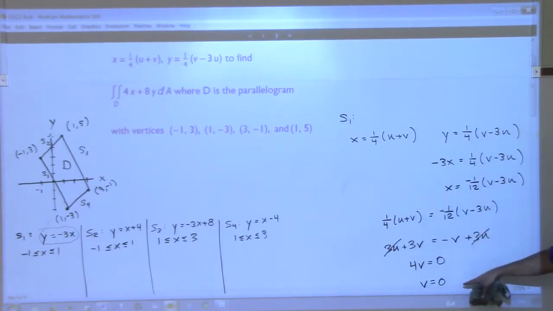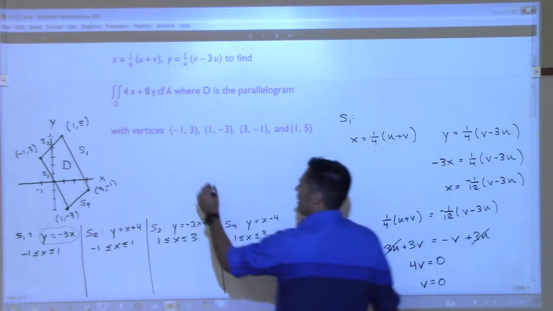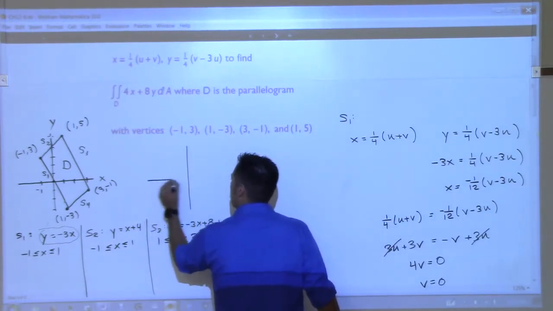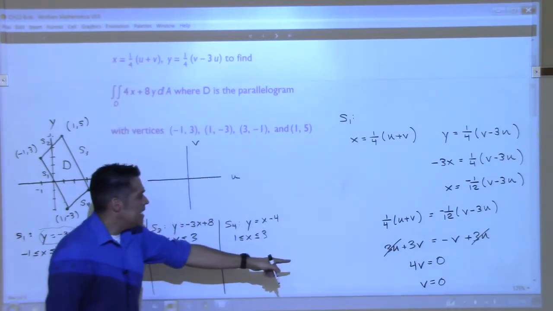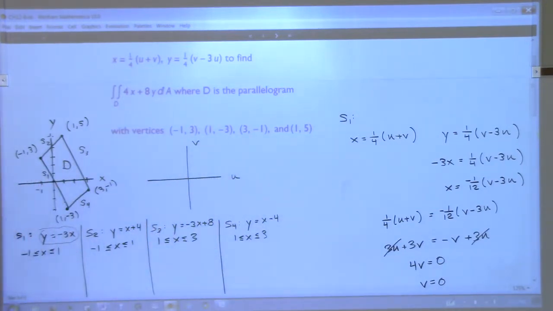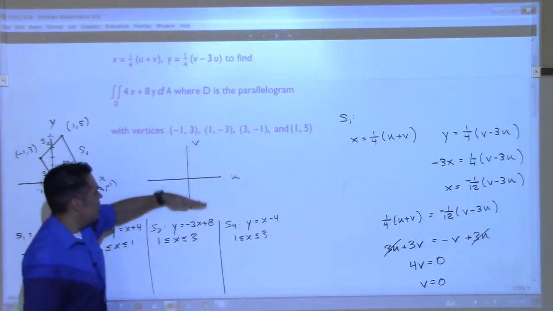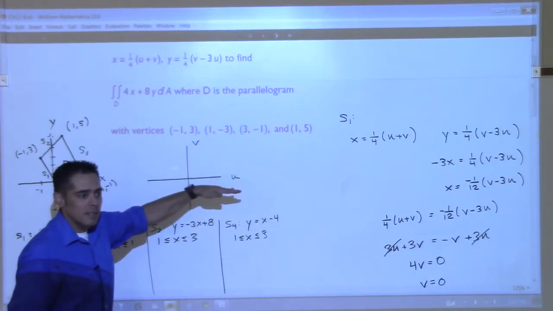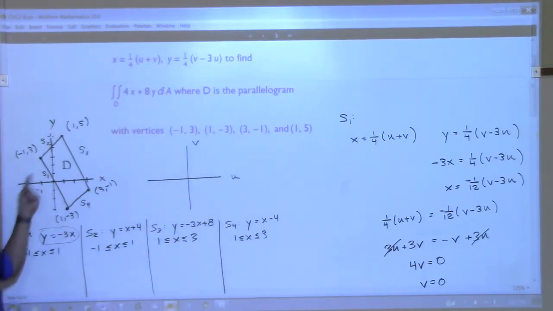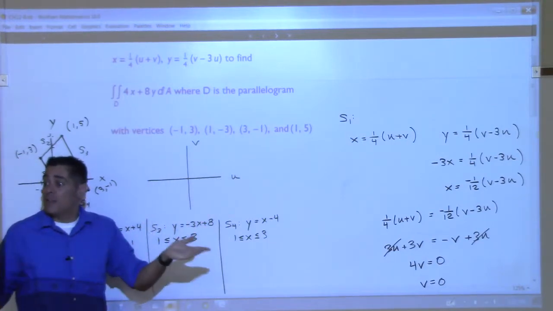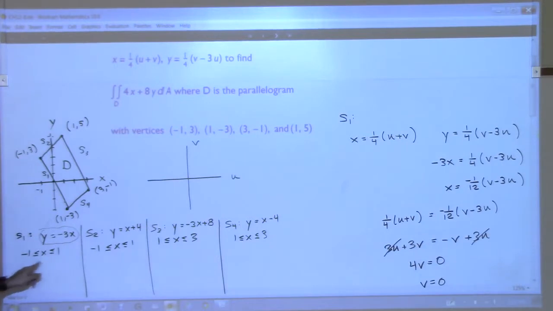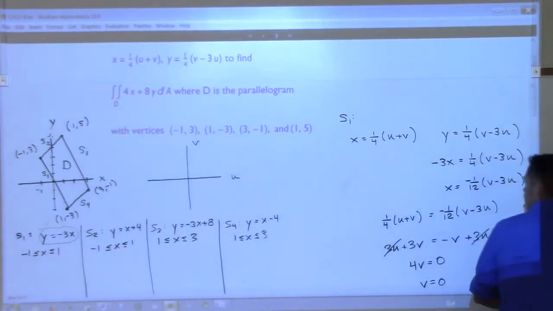Now what does v equals 0 look like in the UV plane? Let me put my UV plane here. This is my u and my v, right? If v is 0, then where am I? It's the u-axis, right? V equals 0 is the u-axis. So this line segment gets mapped over through this transformation just to the u-axis. Now the question would be, how long is it, right? Well, that you could get with your restrictions on x. But I'm not even going to need it. Watch. Let's just keep going.